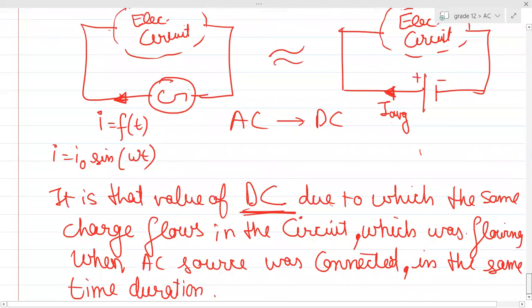Everyone understood the physical significance? Yes, sir. A little bit, once more. Shall I do once more? Yeah.